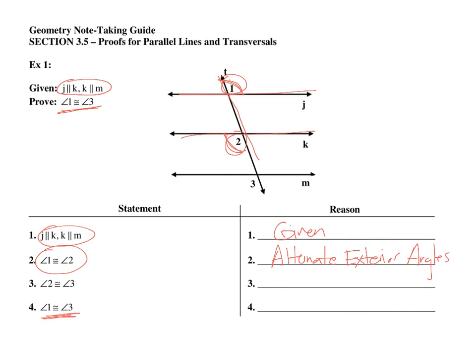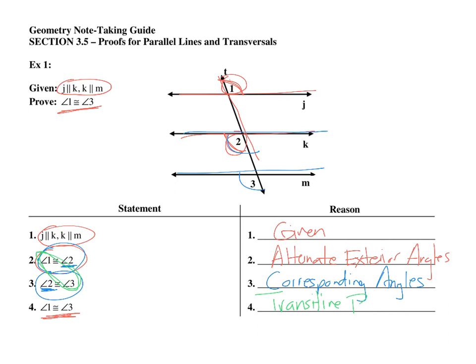Alrighty, and then I have these two parallel lines here. What do I know about these two angles? Those are corresponding angles. Okay, and now using these two statements, I know 1's congruent to 2 and 2's congruent to 3, so then I could say 1 is congruent to 3, and that would be the what? Transitive property. All right, see, not too bad.